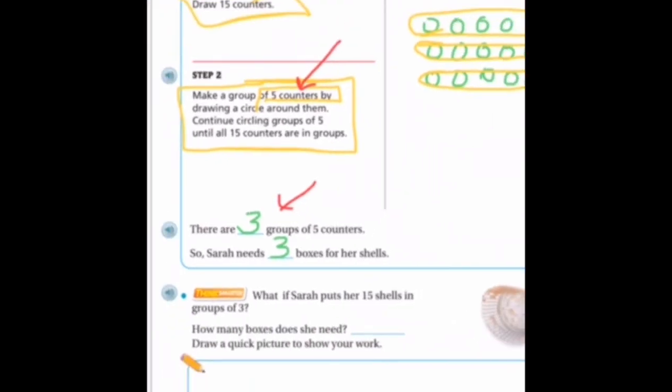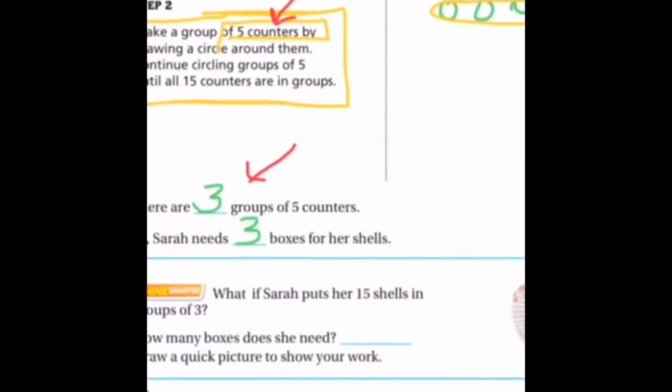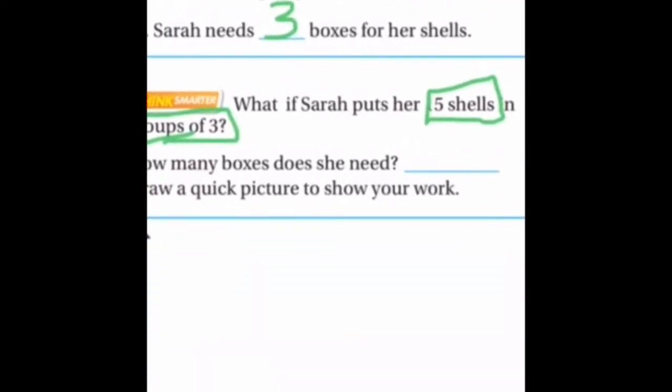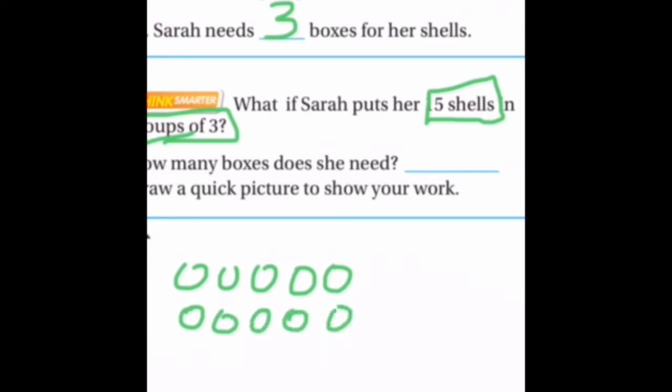Here's a challenge question. What if Sarah puts her 15 shells in groups of 3? How many boxes does she need? So again, we need to draw the picture. Remember she had 15 shells, so I'm going to draw out 15 counters. 1, 2, 3, 4, 5, 6, 7, 8, 9, 10, 11, 12, 13, 14, 15.